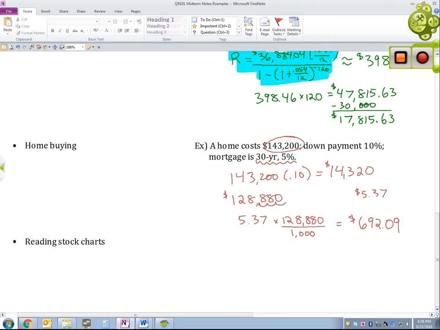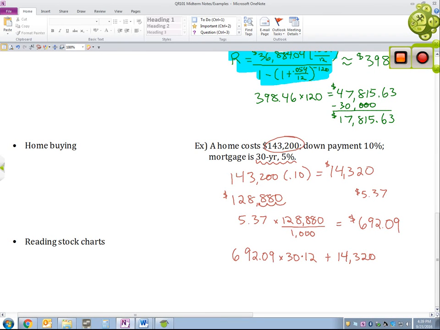All right, now, just as we did with the installment buying on the car, to find the total cost, we need to take the monthly payment. Oh, we did this with student loans also. Multiply it by the total number of payments that are made, and then add the down payment back to that to figure out the total cost of the home. So the monthly payment of $692.09 gets multiplied by, if we're doing 30 years, 30 years at 12 months, or 360.